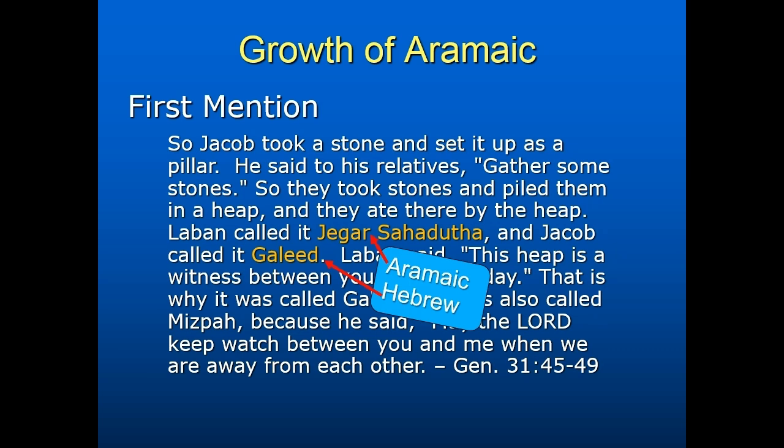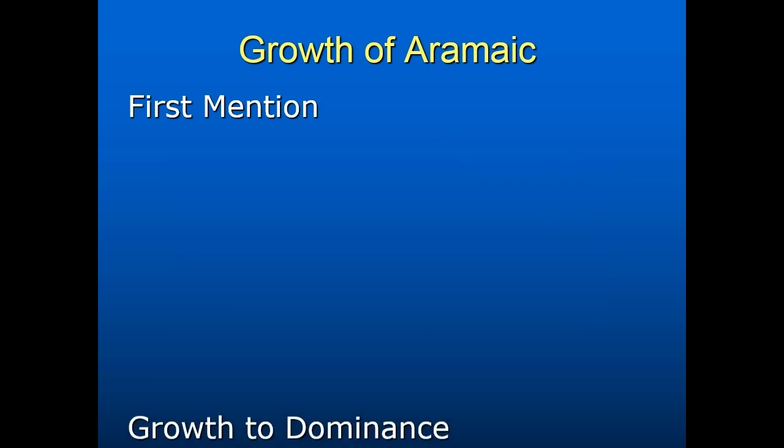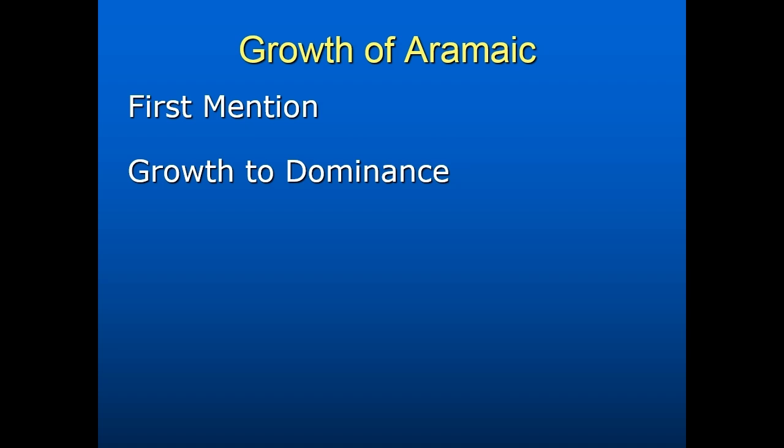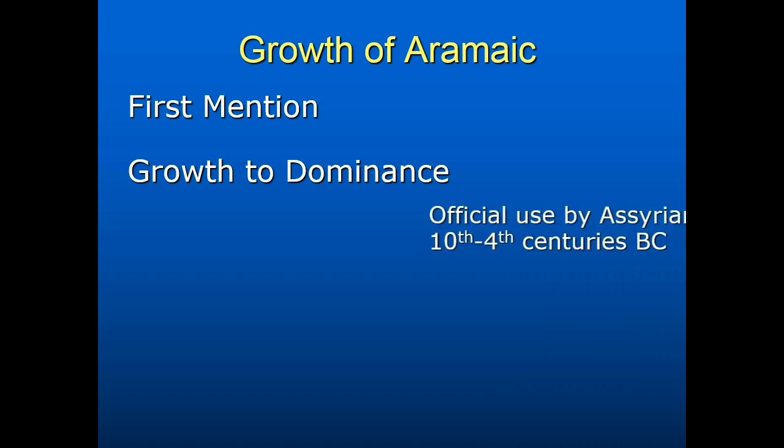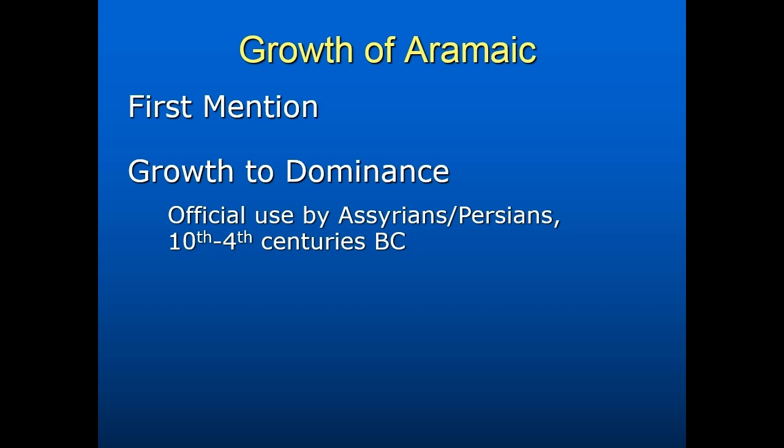In fact, Aramaic will grow to become dominant in the life of Israel. With the passage of centuries, new empires rise. The Assyrian and Persian empires, as it happens, had Aramaic as their official language from about the 10th through the 4th centuries BC. And given that the Jews lived under the shadow of these empires, that language influenced them.